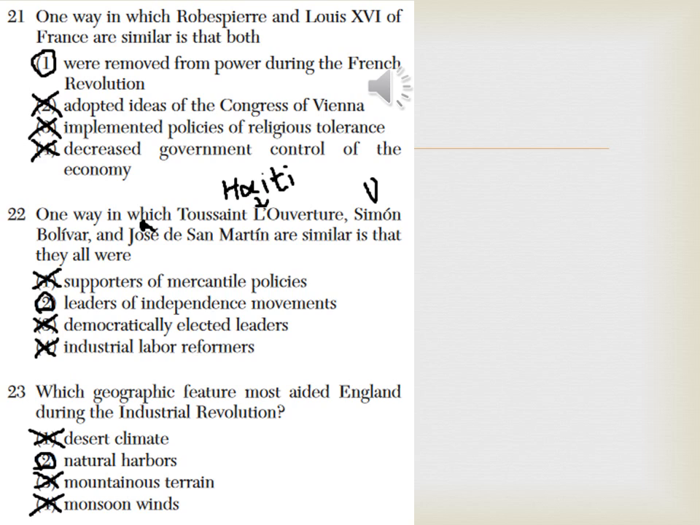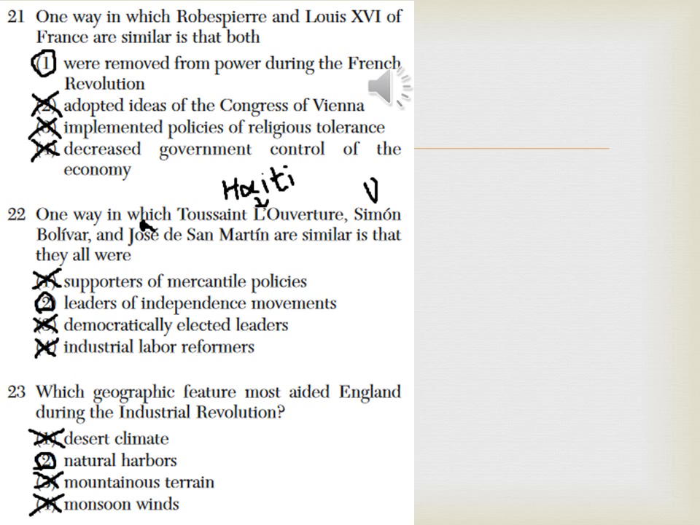Alright, question number 23. Which geographic feature most aided England during the Industrial Revolution? Oh, that you have to know for the regions. So first of all, Industrial Revolution. What do you know about the Industrial Revolution? So during the 19th century, that's when it really kicked off in England. It did start in England. I'm going to tell you why. Because England had a lot of coal and iron resources. So they had lots of natural resources. But besides that, they had something else.